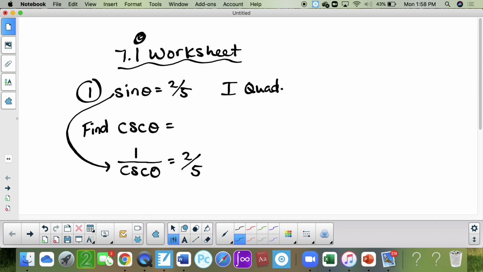You have to show all your work, even though you know that those two are reciprocals of each other. You have a fraction equals a fraction. You cross multiply, so you have 2 cosecant of theta equals 5. So cosecant of theta is equal to 5/2. The reason why you have to show formulas is because 7.2 is all formula driven, and you have to know how to do it, not just know that they're reciprocals of each other.